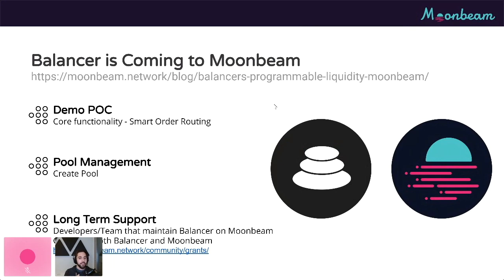So we have a proof of concept demo that will show the core functionalities, also including the smart order routing, which is the tool used to get you the best price possible when you're trading tokens. If we have time, I'll show you the pool management UI, where you can create pools and do other things. We're also looking for long-term support, meaning developers or teams that maintain Balancer on Moonbeam. There are grants being issued both by Balancer and Moonbeam, and you can find more information at the link on the slide.